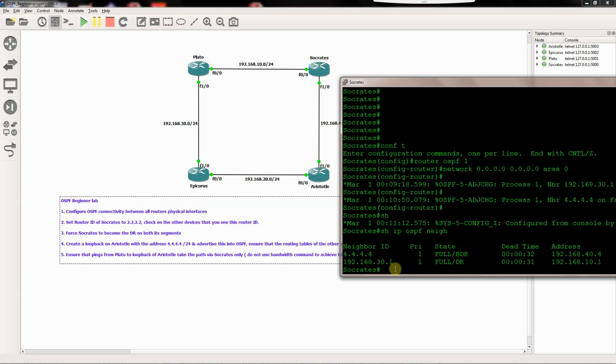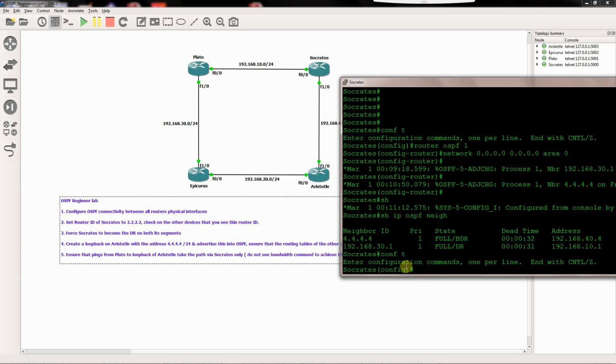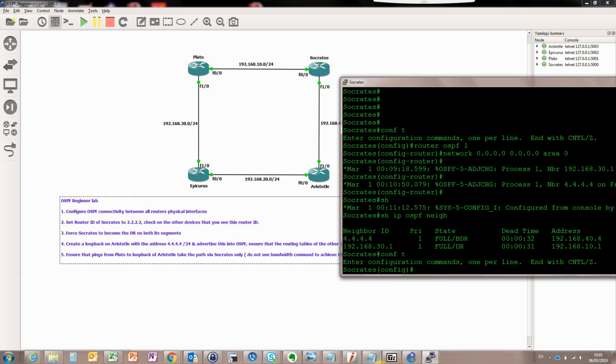So even though the link between Plato and Socrates is across the 10 interface, or the 10 network, it still gets announced in the ID as 30.1 because that's the highest numbered interface on Plato. So we're now going to play with the router ID, and we're just going to force Socrates to announce itself as 2.2.2.2.